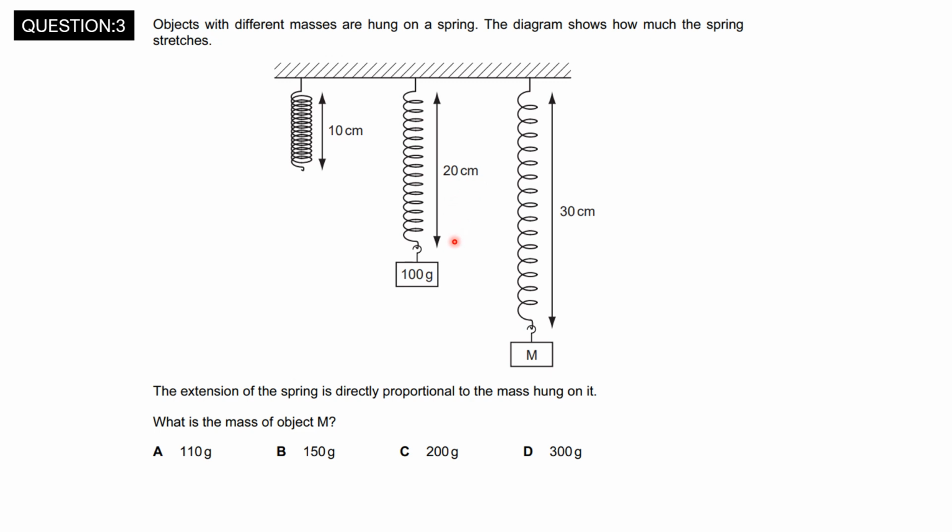As we know, 100 gram is making 10 centimeter extension. So here 30 centimeter is the total length. So 30 minus 10 is 20. So we know 10 centimeter extension is created by 100 gram mass. So here it is 20 centimeter extension from the initial. So it will be 200 gram. So the answer is C, it is 200 gram. In a simple way, for 20 centimeter 100 gram, for 30 centimeter it will be 200 gram.